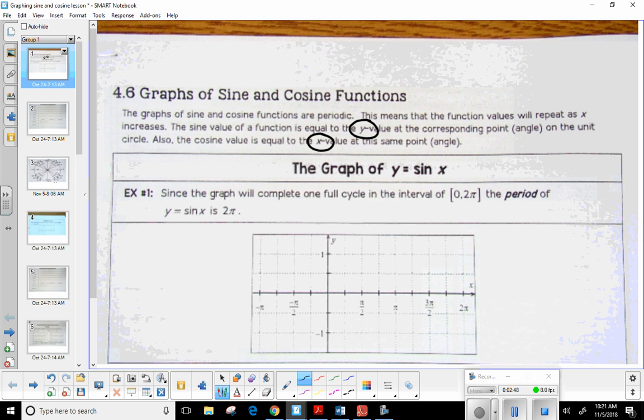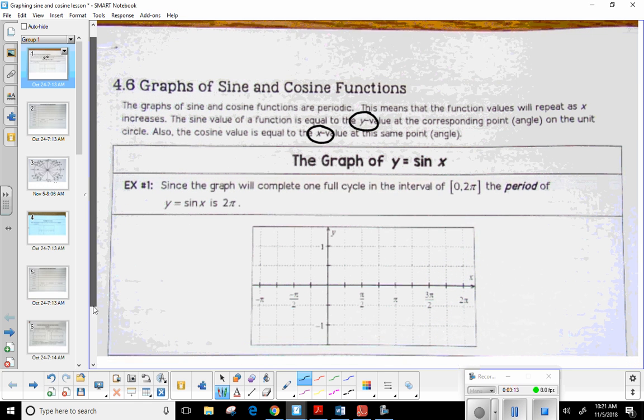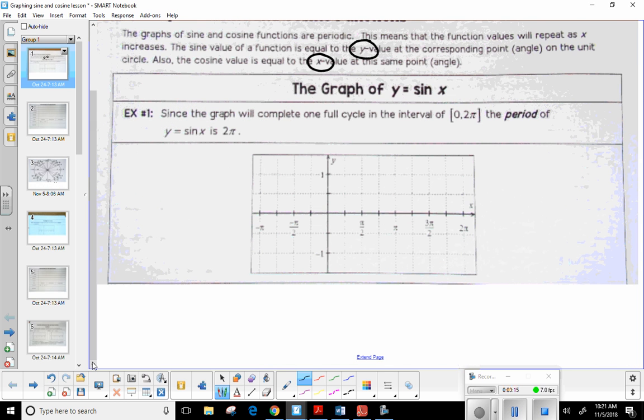And then for the other trig functions, it was using some kind of ratio between either x, y, or even using the radius itself. Okay, so since the graph will complete one full cycle in the interval of 0 to 2 pi, the period of y equals sine of x is 2 pi. So for this one, I'm going to start by just giving you the graph of sine, and then we're going to take a step back and figure out why we have this particular graph to begin with.